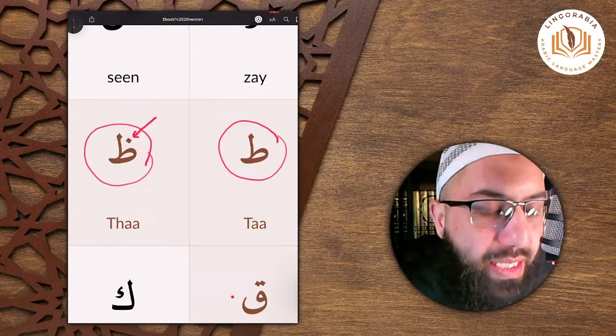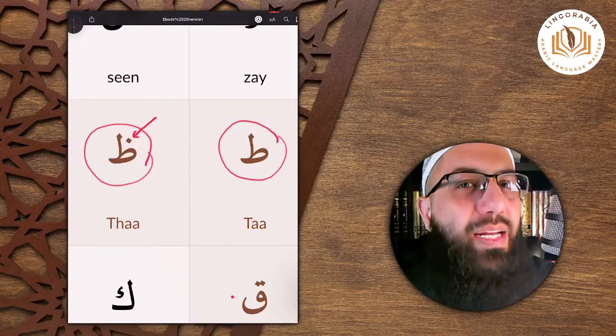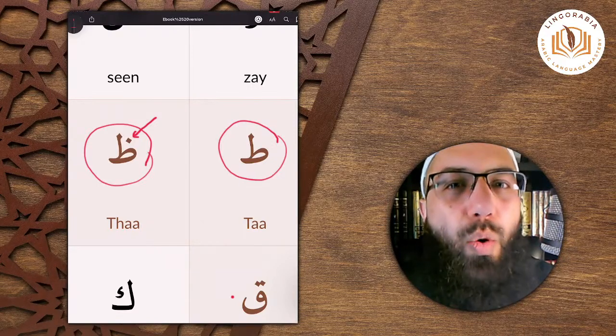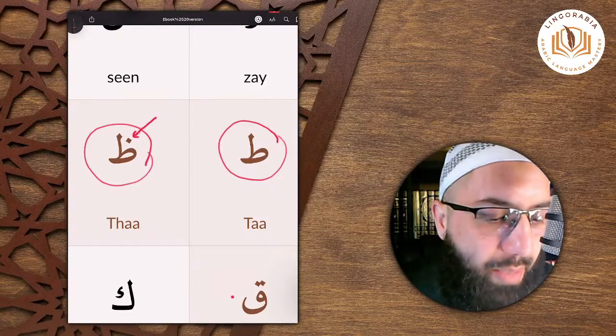Now my question is, we discussed two other letters in which we also put our tongue slightly between the teeth. Which letters are we talking about?